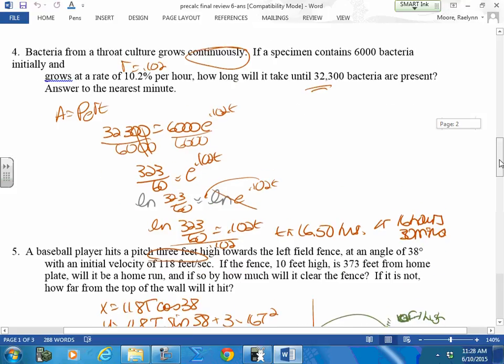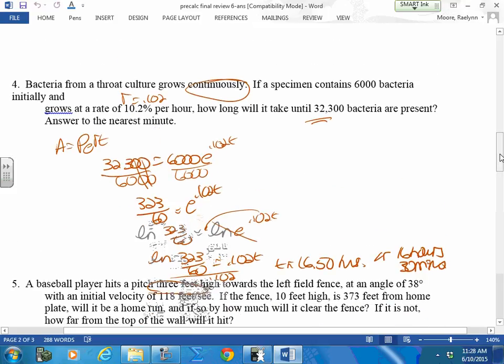Okay, here's one. Your bacteria is growing continuously. So we're going to use PERT in this. If the specimen contains 6,000 units of bacteria and grows at a rate of 10.2% per hour, how long will it take to make 32,300 units of bacteria? So you're going to put it in your PERT.